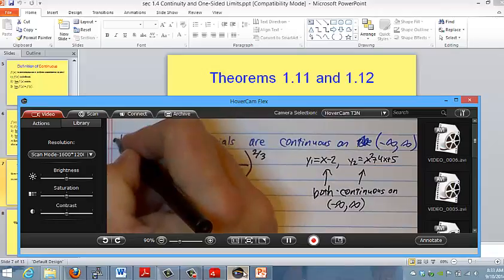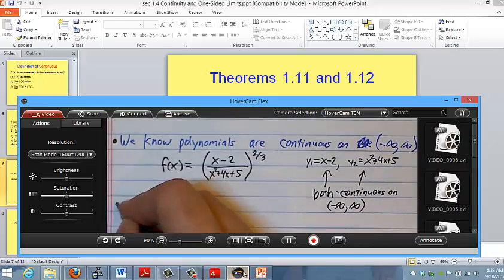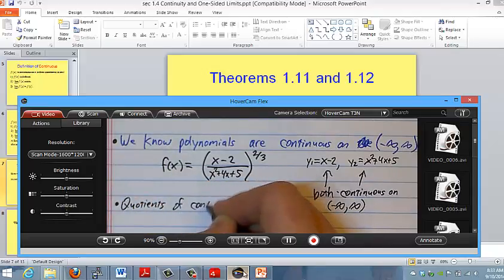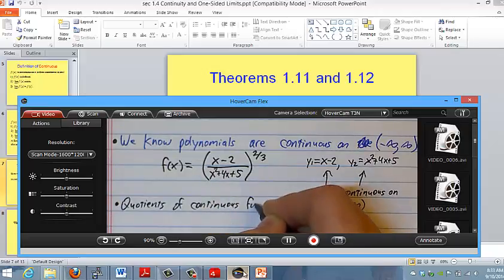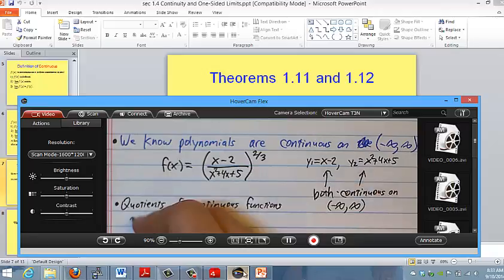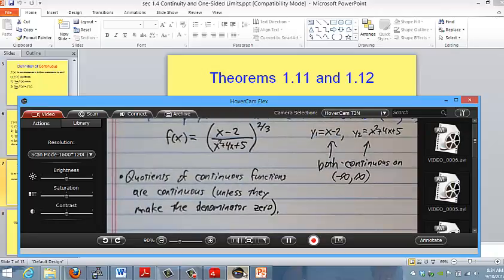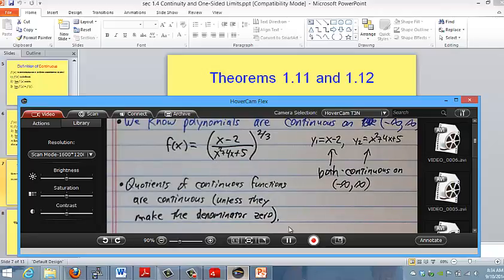So I use this fact. And then I say quotients of continuous functions are continuous, and then I'll put in parentheses, unless they make what happen? The denominator, what am I going to say? 0. Okay. Quotients of continuous functions are continuous unless they make the denominator 0.